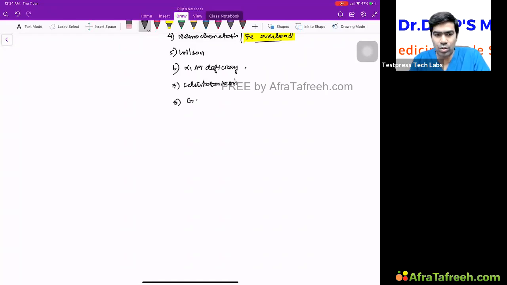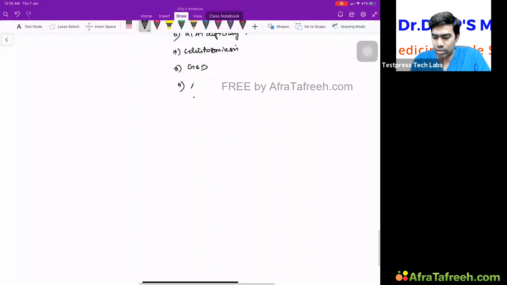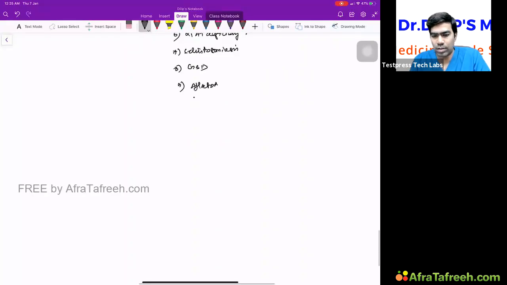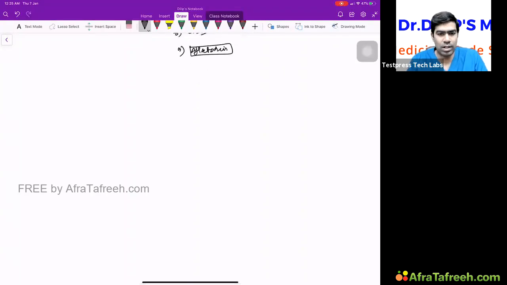Then we have glycogen storage disorders. Certain disorders are risk factors for development of HCC. Then aflatoxin. Chronic ingestion, not acute ingestion, of aflatoxin is associated with development of hepatocellular cancer.